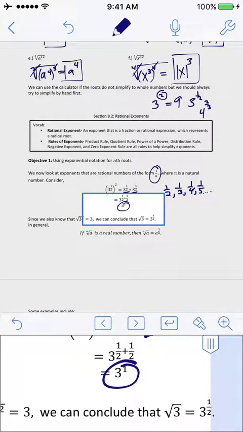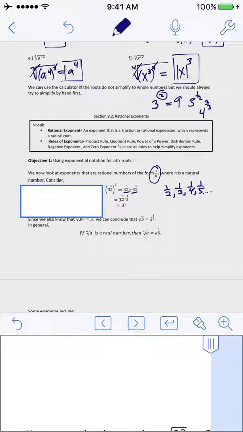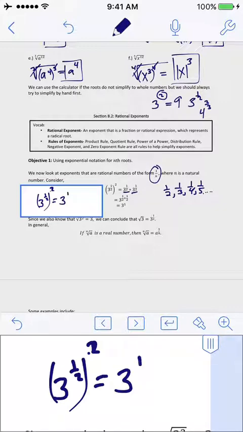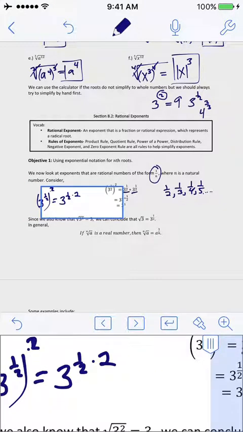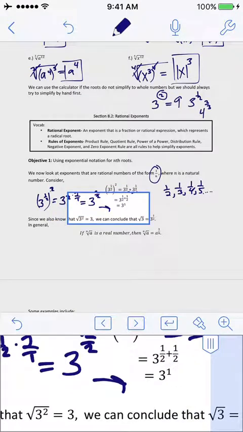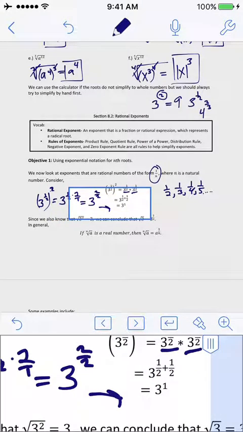In other words, we can use another exponent rule that says if I have a power to a power, I can multiply the powers. That becomes, multiply the tops, multiply the bottoms, 3 to the 2 over 2, or again, 3 to the first. So even though it's irrational, it obeys exactly the same exponent rules: power to a power, or the product rule. Same thing.